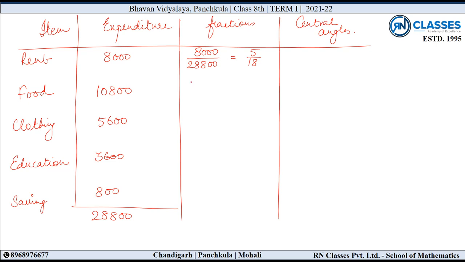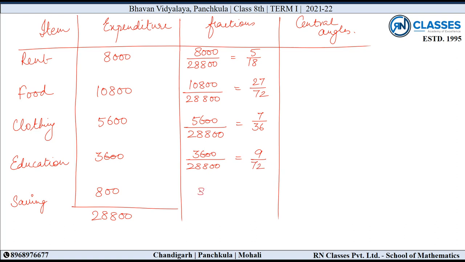Right? Next, 10,800 divided by 28,800. Now, what would be the fraction over here? 27 by 72. Neat and clean honi chahiye aapki. Iske jo bhi calculations karni hai, do it on the right hand side, out of the paper. Right? 5,600 divided by 28,800. It comes out to be 7 by 36. Next, 3600 by 28,800. That comes out to be 9 by 72. Next, 800 divided by 28,800. That comes out to be 1 by 36.